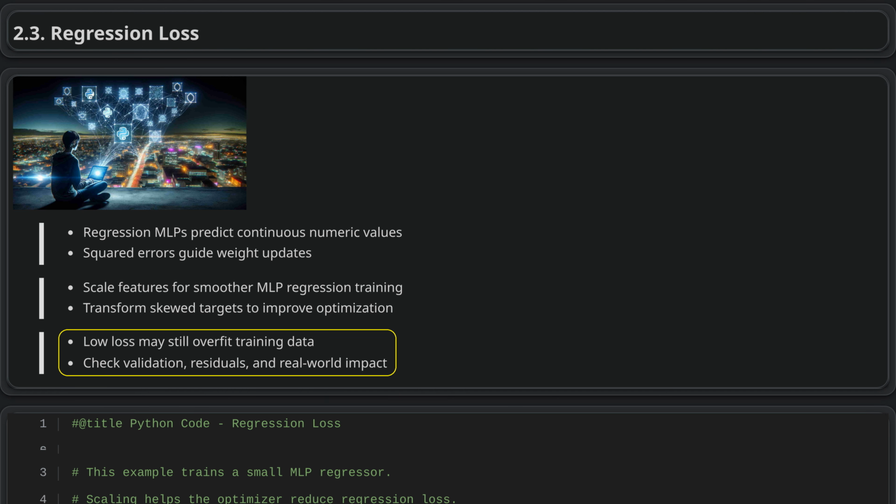A lower regression loss means the model fits the training data better, but it does not guarantee strong performance on new data. If training loss is low while validation results are poor, the model may be overfitting, especially in flexible models like multi-layer perceptrons. Always interpret loss together with validation scores and the real-world impact of errors, since acceptable error depends on the task.